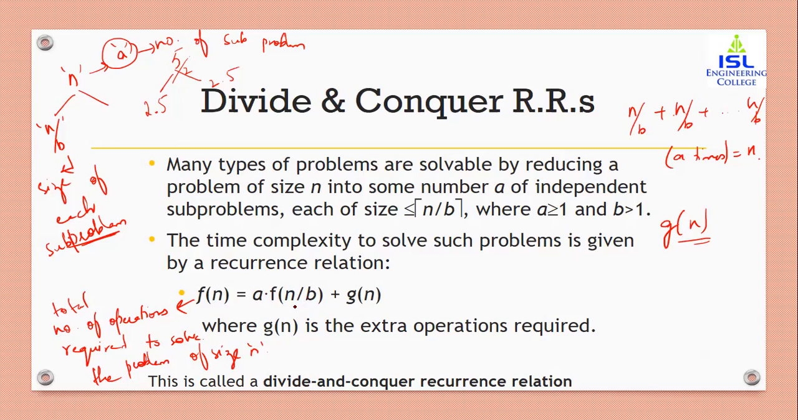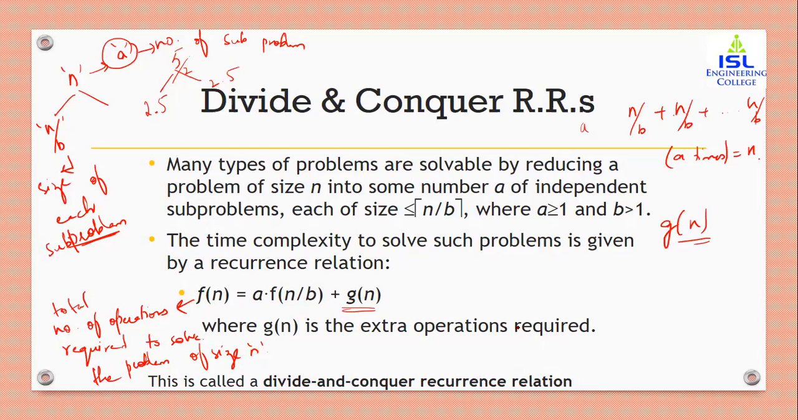What is f of n by b? n by b is the size of the subproblem. We are multiplying it a times. Suppose if we are adding it a times, it is giving us n. If we multiply this a into n by b, it will also give us n. Plus whatever extra operations are being required to merge the solution, that is g of n. So this is the general equation for divide and conquer recurrence relation. What is the equation? f of n is equal to a into f of n by b plus g of n.